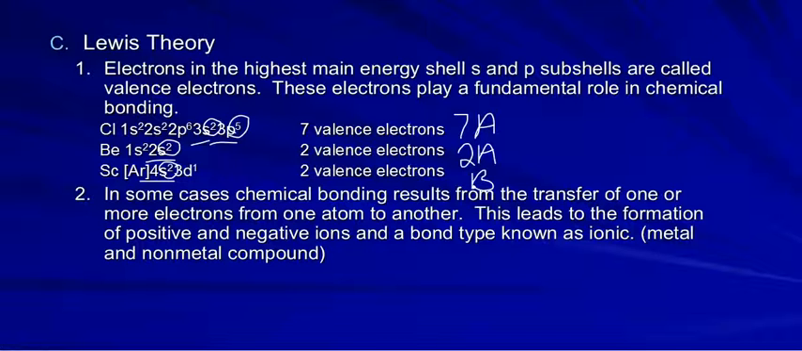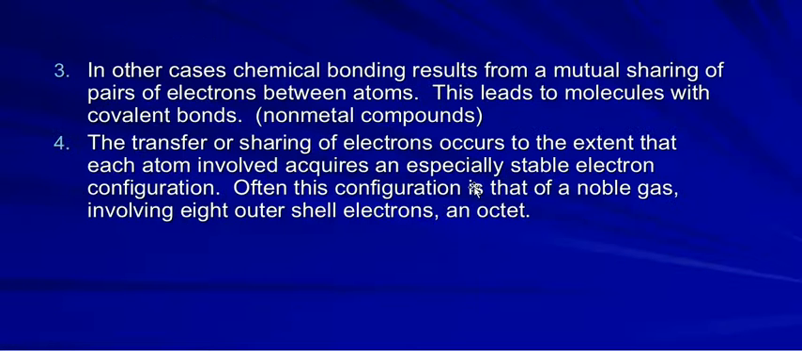In some cases, chemical bonding results from the transfer of one or more electrons. This leads to the formation of ions and a bond type known as ionic. Metals and nonmetals tend to form ionic bonds. In other cases, chemical bonding results from a sharing of pairs of electrons. This leads to molecules with covalent bonds. Nonmetal compounds tend to form covalent bonds.